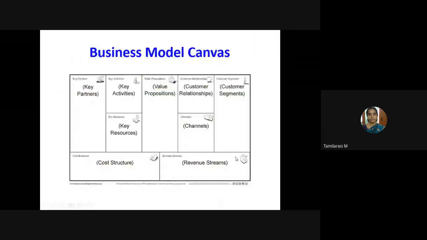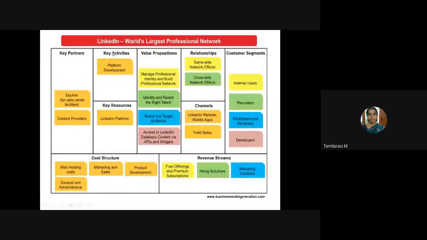Okay, so this is an example for the LinkedIn website. For developing the LinkedIn product, a professional network, this is the business model canvas. Key partners: who are all the partners in developing that platform? Equinix, content providers. Then key activities: the main key activity is the platform development. They have given it in a simple way, but you give it in a detailed manner. This is just an example, don't follow the same. They are giving it in a very abstract, generalized manner. But you give it in a detailed manner about your project. Then only the other people will understand.